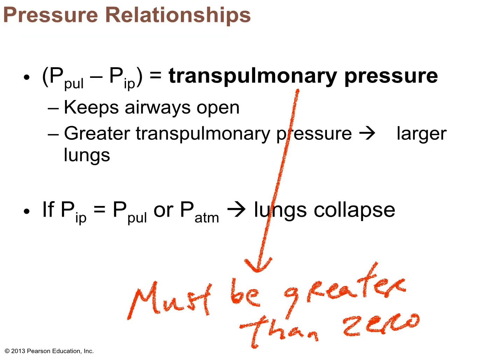Now, transpulmonary pressure is basically the intrapulmonary pressure minus the intrapleural pressure. And as I wrote here, this number must be greater than zero, because if the pressure inside the pleural cavity, which is outside the lungs, equals or exceeds the pressure inside the alveoli, the lungs will collapse.